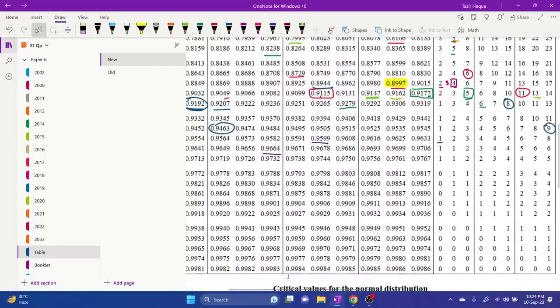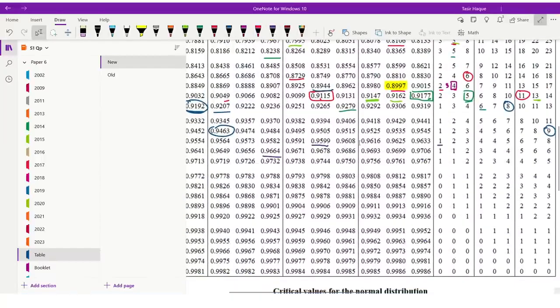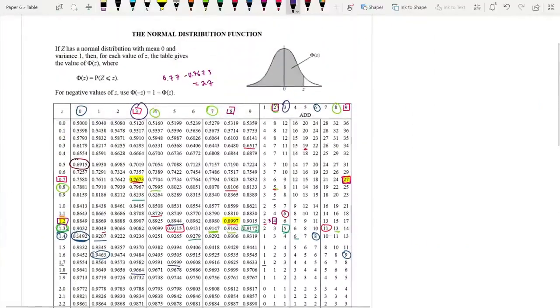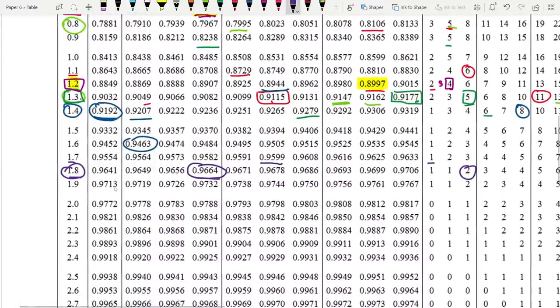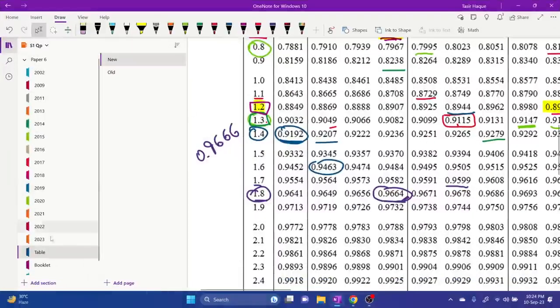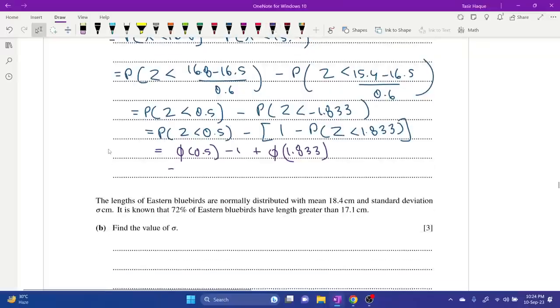1.833 over here. Okay, so wait, I lost it. We have 1.833. So this 3 should be added, right? This should be added to 0.9664 at the last position. So it's actually 0.9666. Okay, so let's get back to it. It is 0.6915 minus 1 plus 0.9666.